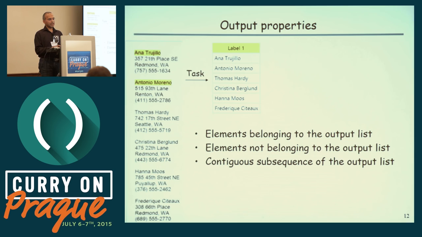In fact, the user can assert something more. The user can say that the examples that I have provided to you are actually a contiguous subsequence of the output list, or even more precisely, a prefix of the output list. These are all the properties that we can very easily exploit inside the search algorithm.